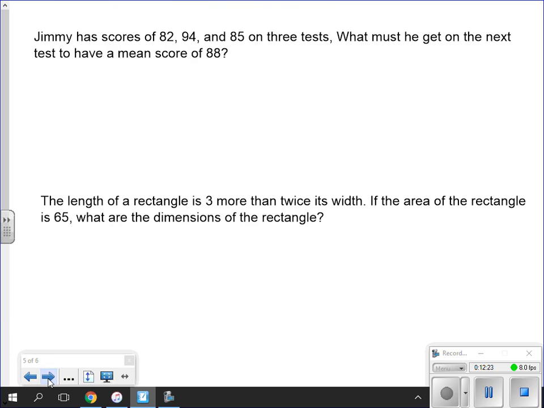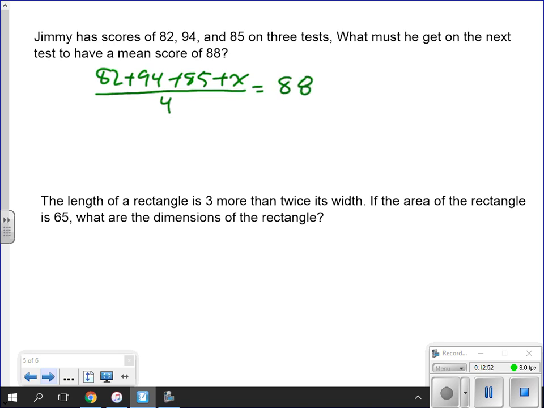Okay, Jimmy has scores of 82, 94, and 85 on 3 tests. What must he get on the next test to have a mean score of 88, i.e. an average score of 88? So what do you do to find the average? You take all the grades and add them together, 82 plus 94 plus 85 plus the one we're going to take, because that's what we're trying to figure out. Divide that by 4. And you should get 88.